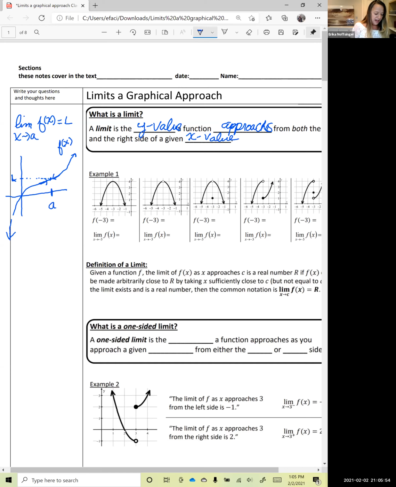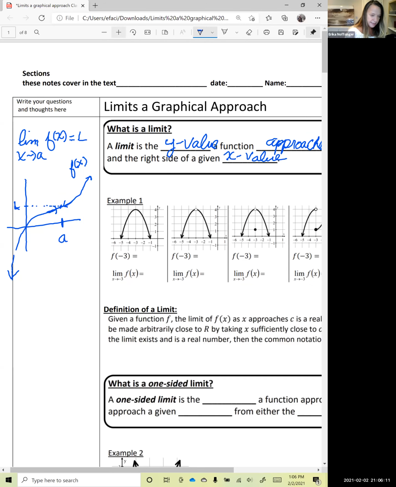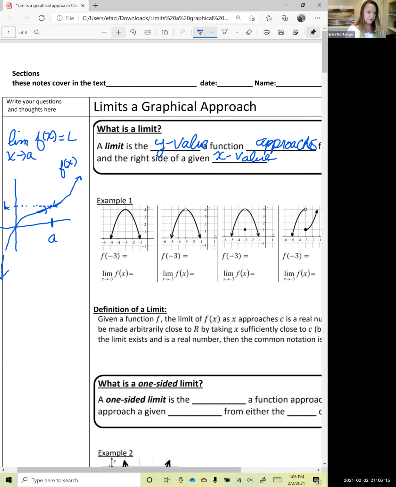So let's look at that in this next example, example 1. In example 1, you'll notice that those first 3 graphs are almost identical. You have a parabola that's facing upside down. You can see that the vertex is at (-3, 4). And so you need to be familiar with this notation. What does it mean to say f of -3? That's asking us, what is our y value when x is -3?